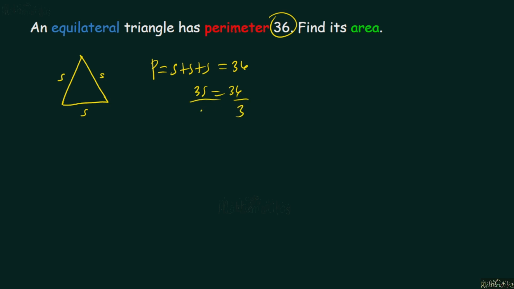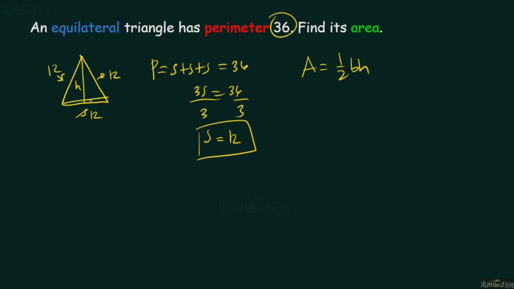Divide both sides by 3. The length of that side is equal to 12. So this must be 12, 12, and 12. So we will solve for the area, which is equal to 1/2 base times height. To solve this, we need to find the height of this triangle here.